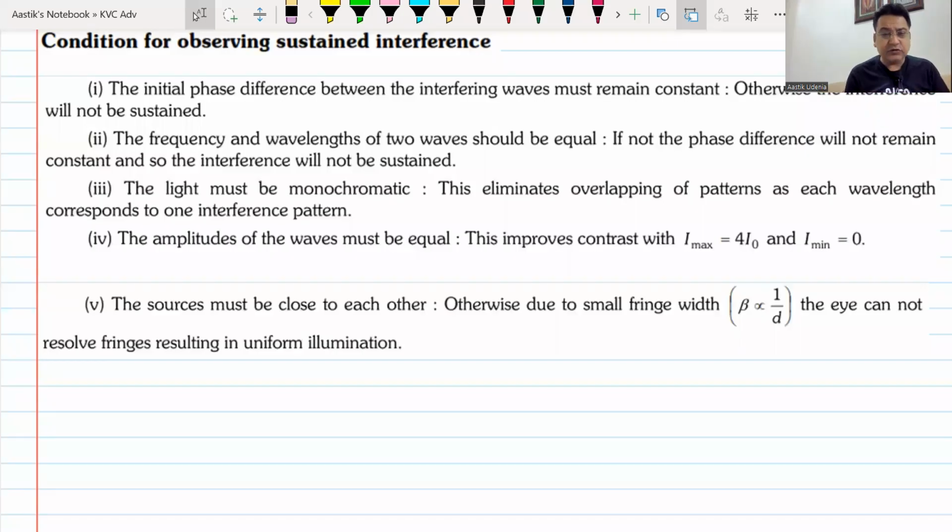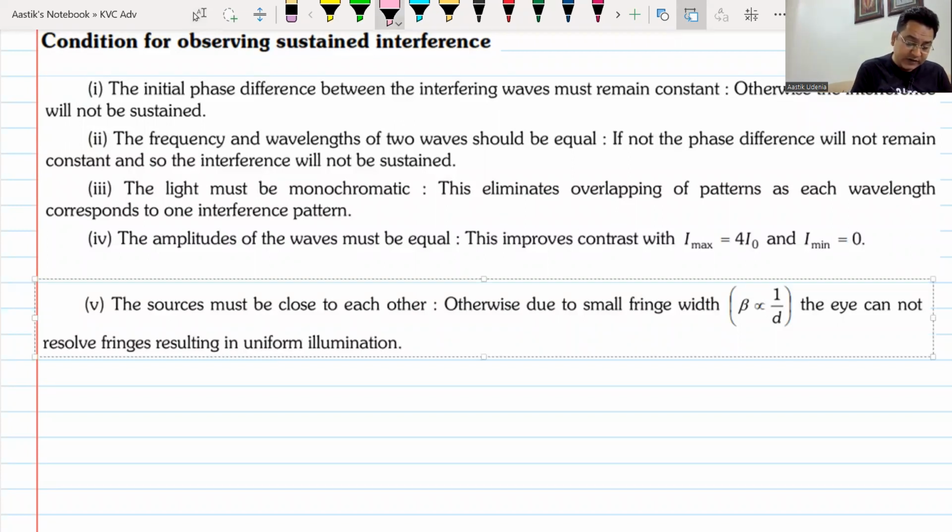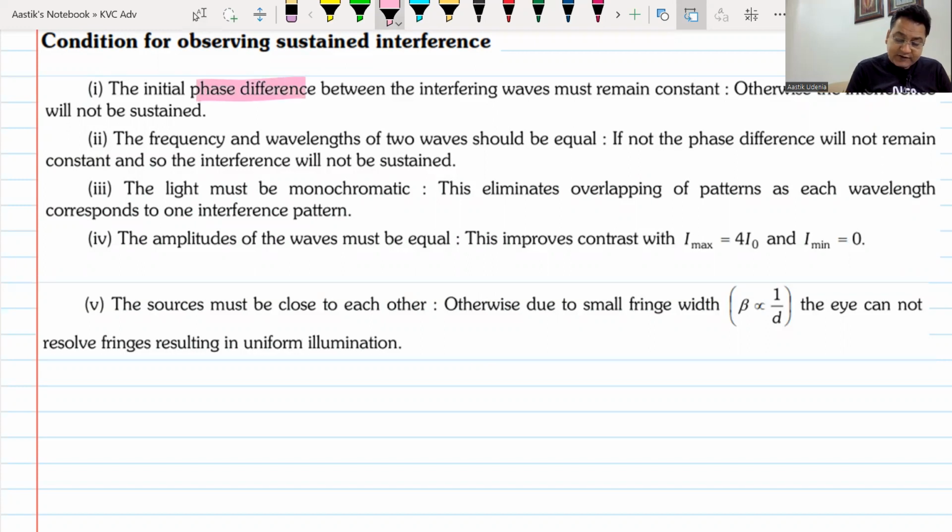And once again, we go through the conditions which are required for sustained interference. The phase difference must remain constant. Coherent sources, do we remember this? Yes, sir. Frequency and wavelength should be equal. Do we remember this? Yes, sir. Light must be monochromatic. We understand this? Yes, sir. Amplitudes must be equal, so the bright fringes will be very bright and the dark fringes will be absolutely dark.